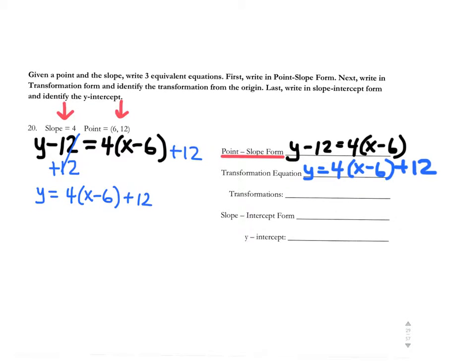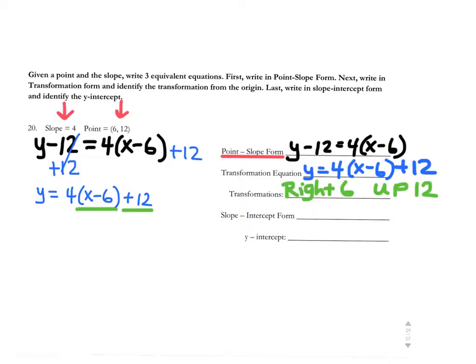Cool, and that also tells me what my transformations are. So my transformations are, remember, it's opposite for inside the x. So that's minus 6, and that tells me left or right. The x value tells me left or right, so I'm going to go opposite. So that means it's right 6. But then the outside one stays the same, and that tells me up or down. So that means up 12.